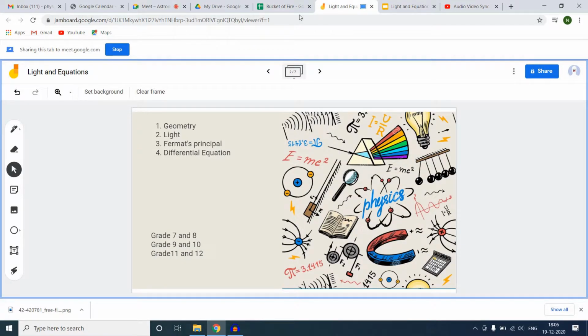We have a few things that we are going to do today. One is I want to start with geometry. Then we'll proceed to light, and then Fermat's principle and differential equations. These were not the four topics; there were some other topics. I added geometry right now because I thought that makes more sense. Light and optics go together.